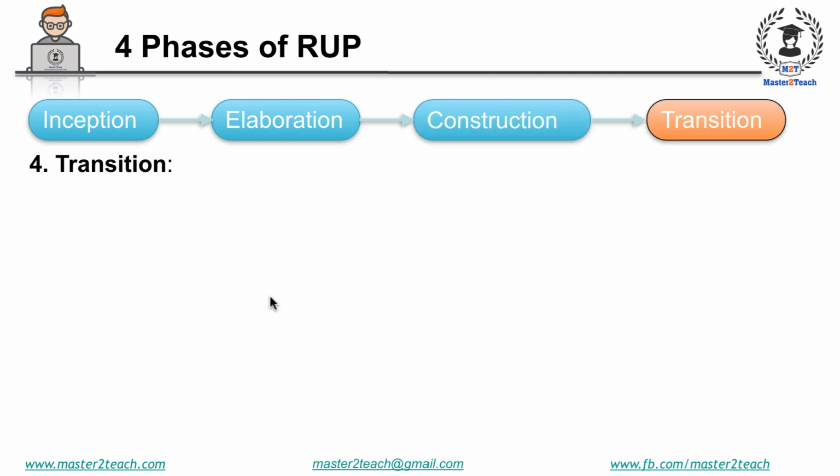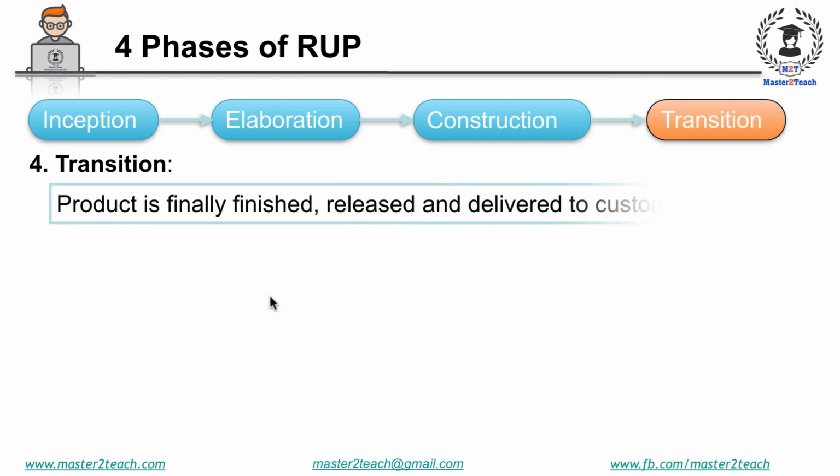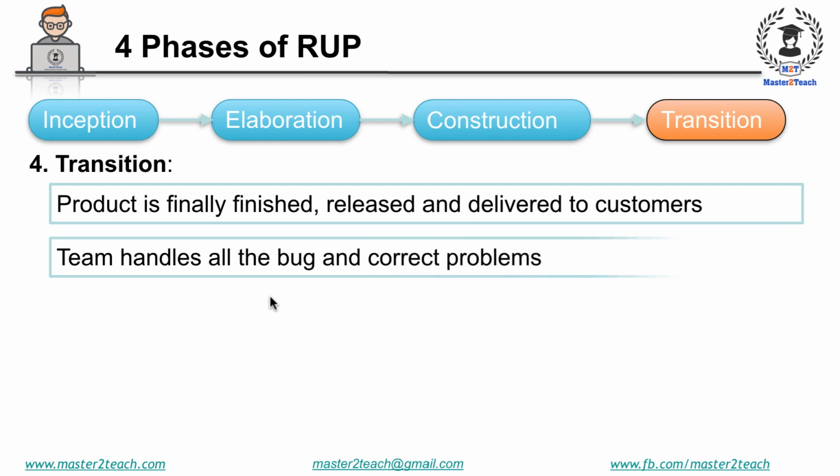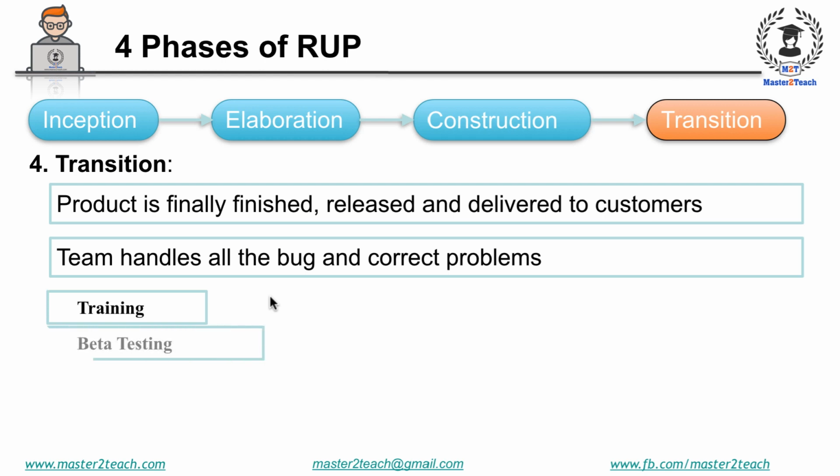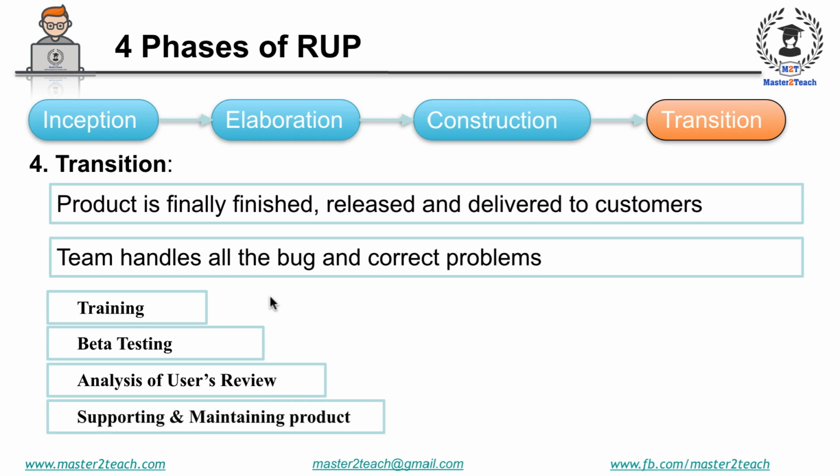Transition. This is the last phase of the development process. The transition phase is the moment when the product is finally finished, released, and delivered to the customer. It focuses on successful delivery and installation of the software product. However, once the product is given to the user, several issues can arise. This requires the team to handle all the bug fixes and correct problems, or to finish some features that were postponed. The major tasks involved in the transition phase are as follows. Training, beta testing, analysis of users' reviews, supporting and maintaining the product.